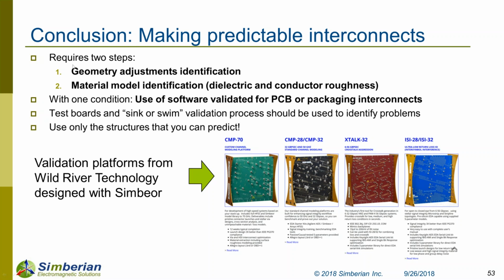So in conclusion, I should say that making predictable interconnects requires two steps. You have to know the geometry adjustment done by your manufacturer. And you have to identify models with separation of dielectric and conductor roughness. And there is one condition: your software has to be validated also. Not all tools are created equal, including electromagnetic ones. Test board or sink-or-swim validation must be used to make sure that everything is as expected at every step. And one more thing, use only the structures that you can predict.